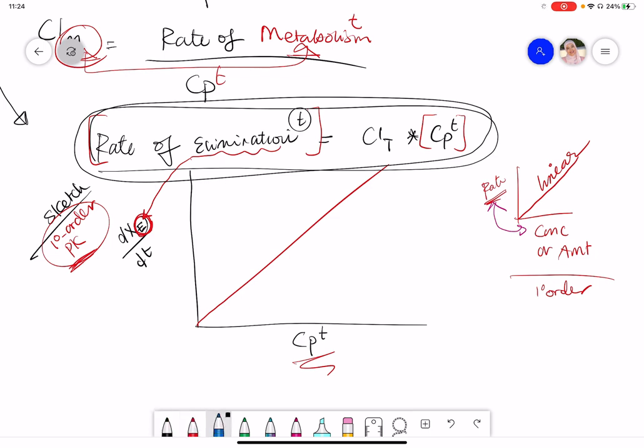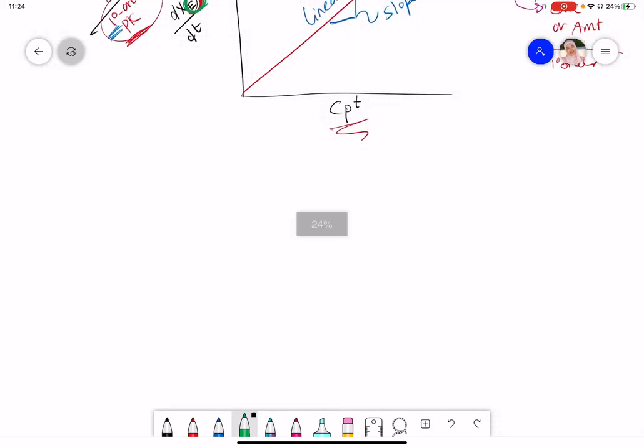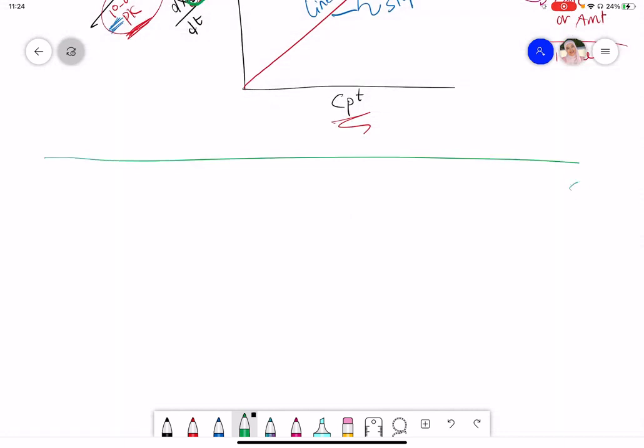The only additional information is that you will have a linear profile for sure, since it's first order kinetics, but the slope here would be equal to your total clearance. Just make sure that you are drawing elimination rate versus concentration to get the total clearance. So I will ask you a question here and sketch it by yourself.